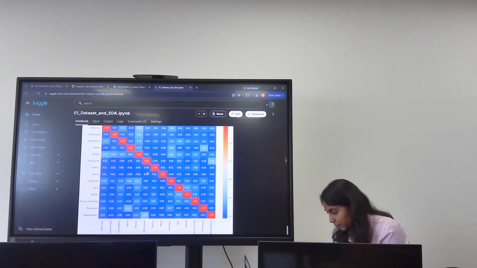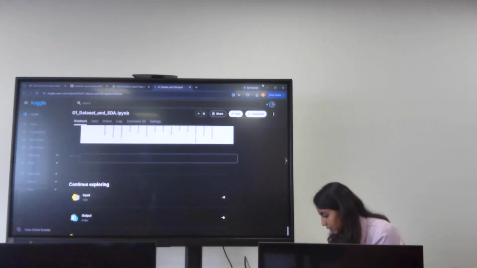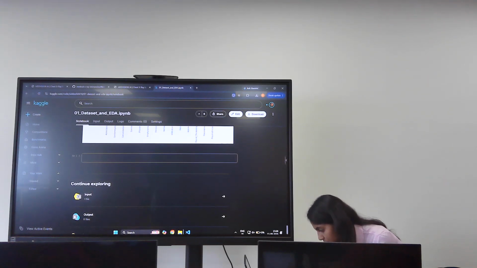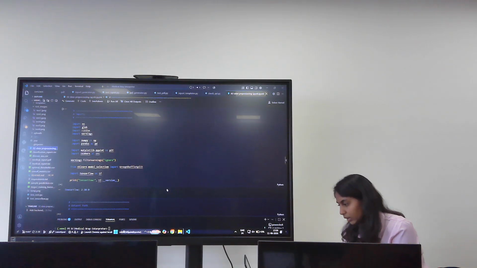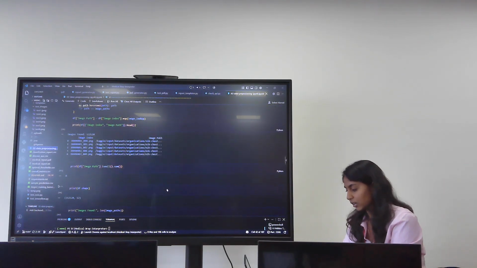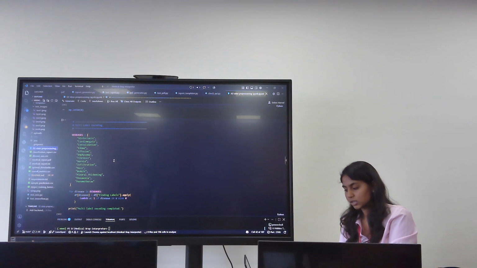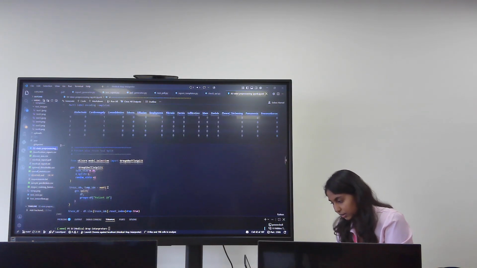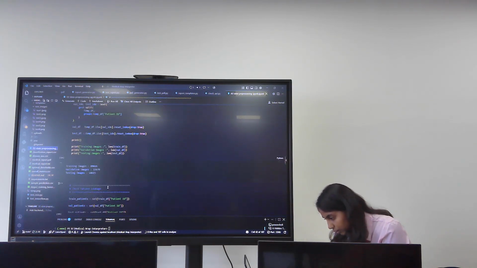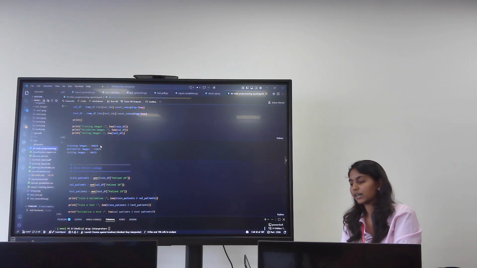And this is the heat map related to that. Next, this is the data pre-processing. As I said, all the 14 diseases I've taken, and I've divided the data set.